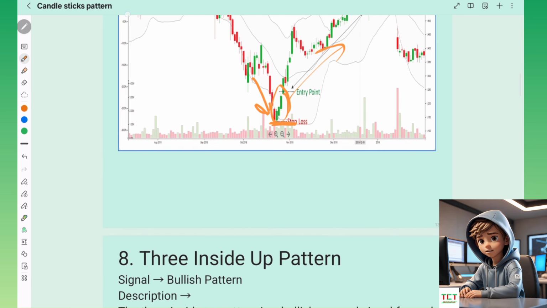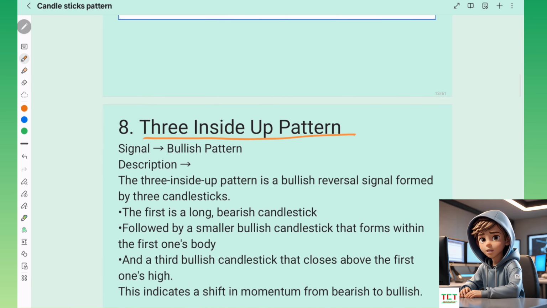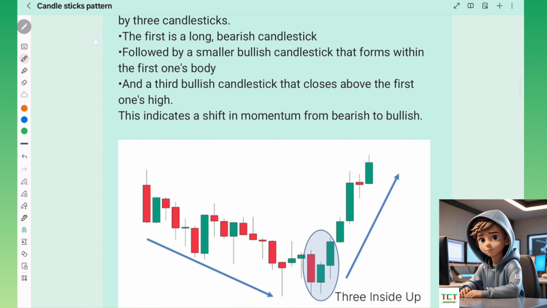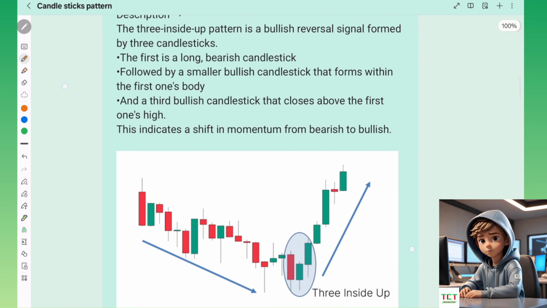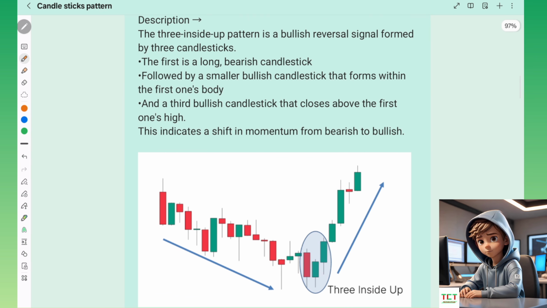Now let's understand the 3 inside up pattern. This is another 3 candlestick formation, but with a different structure. The name, inside up, gives you a hint about how it looks. Let me explain how this pattern develops. First, the market is in a downtrend, and you see a long bearish red candlestick forming. This shows sellers are in control.